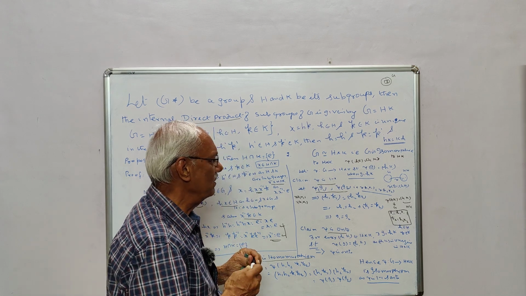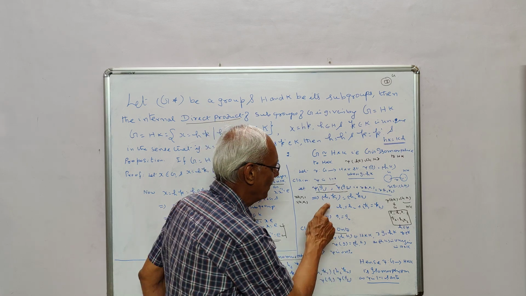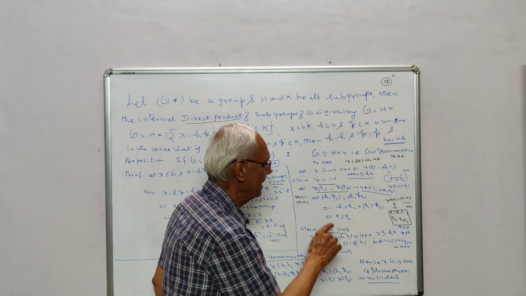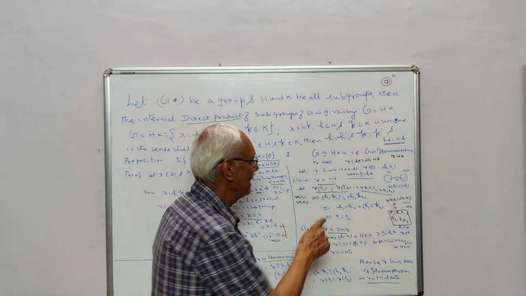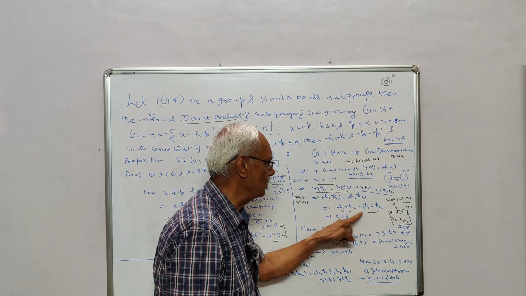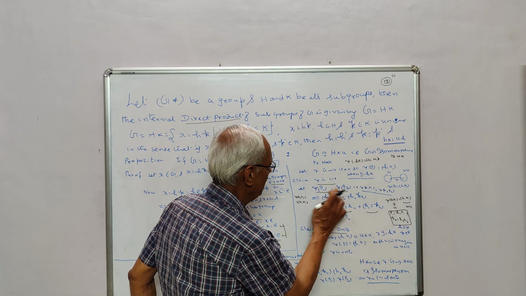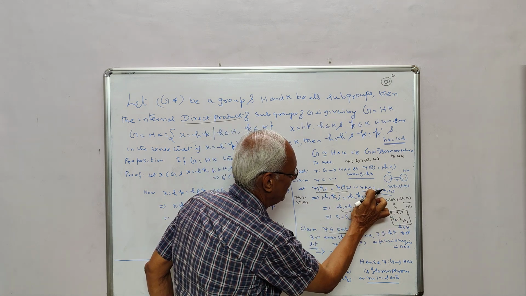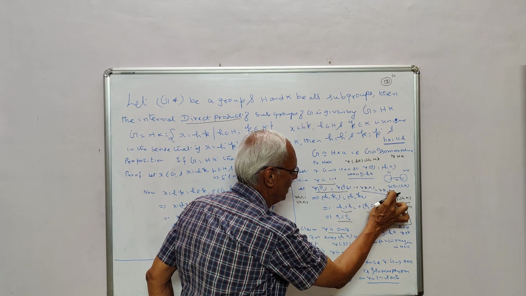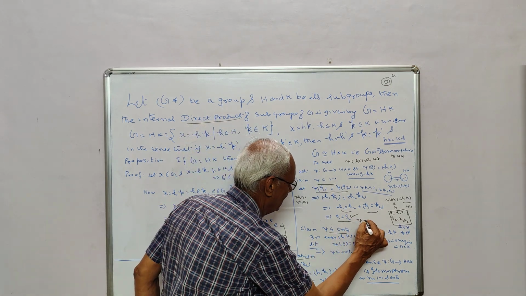But H1K1 can be equal to H2K2 only when the corresponding respective elements are equal. This will mean that H1 is equal to H2 and K1 is equal to K2. So H1K1 is equal to H2K2 because H1 is equal to H2 and K1 is equal to K2. Both the elements are equal, therefore G1 is equal to G2, and therefore xi is 1 to 1. This is 1 to 1.